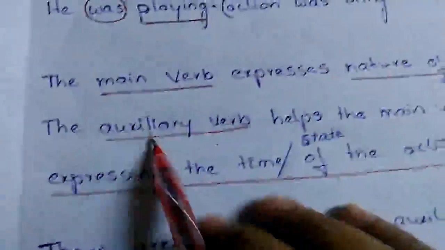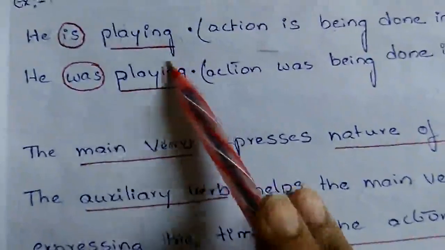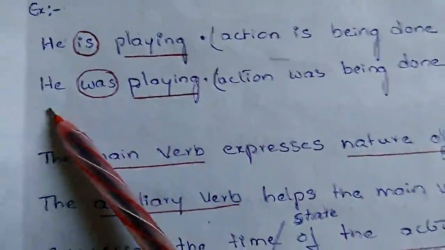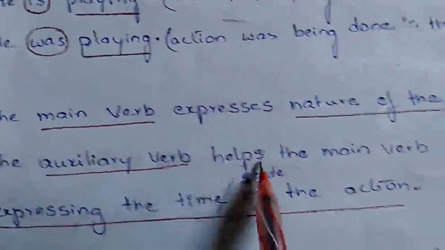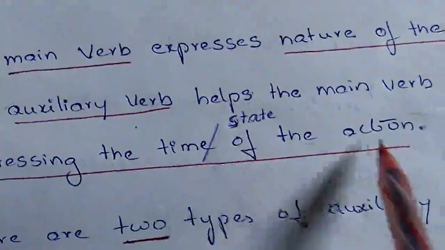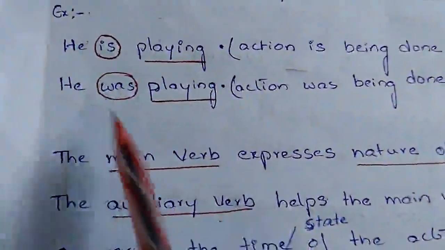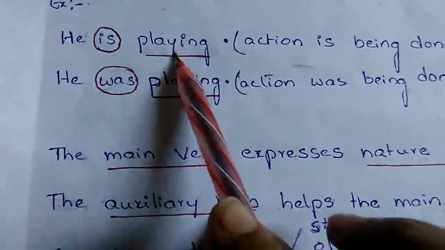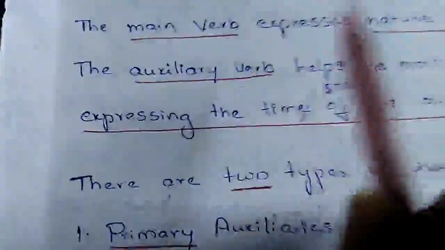So the main verb expresses the nature of the action, that is, what kind of action is being done by the subject. The helping verb, that is the auxiliary verb, helps the main verb in expressing the time or state of the action. This auxiliary verb helps us know the time of the action, that means whether the action is being done in the present or was being done in the past.